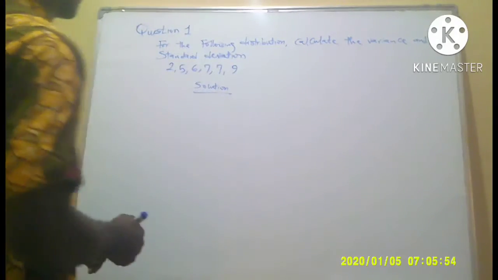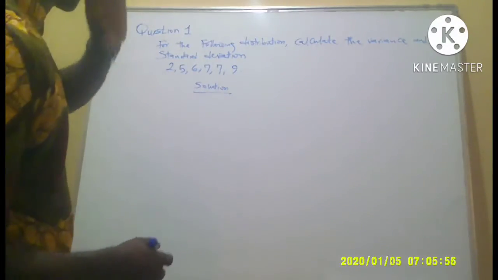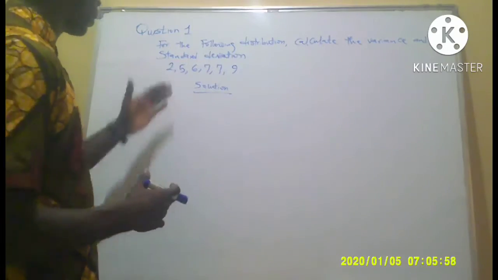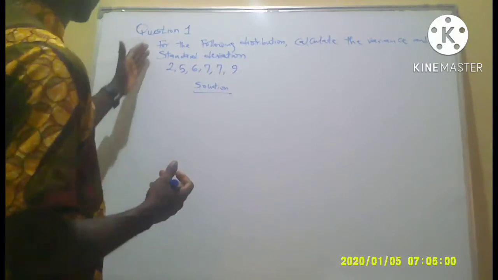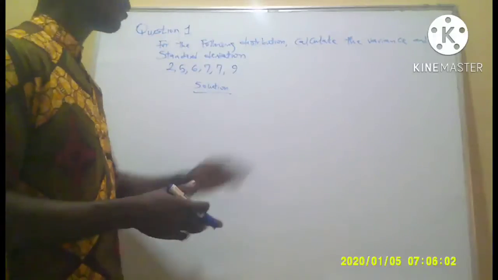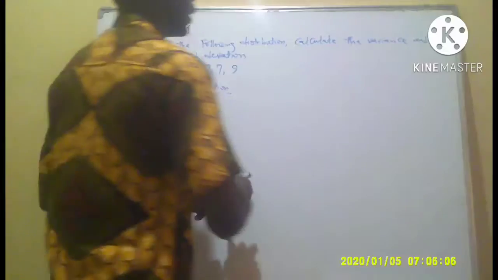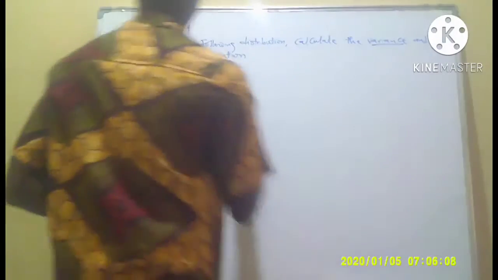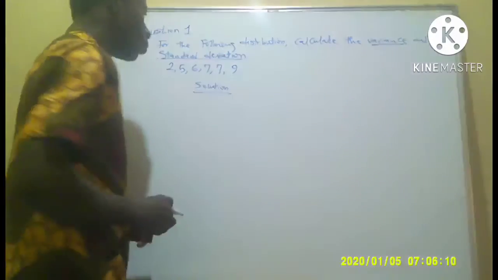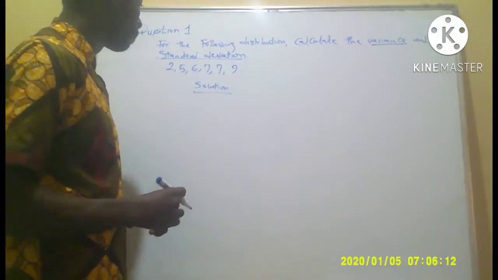Now, today we want to talk about standard deviation. This is a question on standard deviation. For the following distribution, calculate the variance and the standard deviation. Two things: one, the variance; two, the standard deviation. Now, how do we go about it?